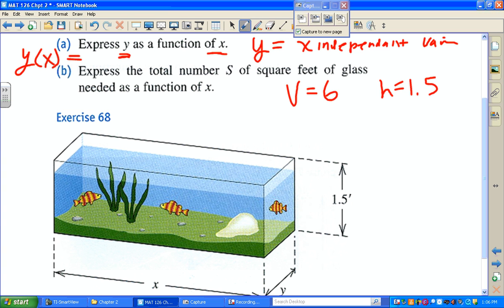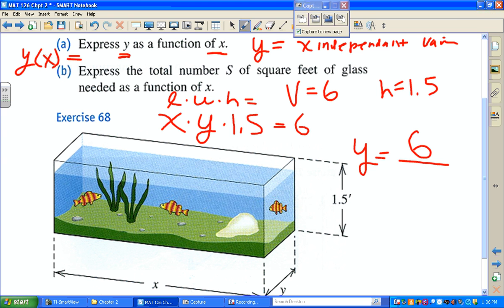Based on all this, I know if I take x times y times 1.5, that's the length, times the width, times the height, what's it going to equal? 6. So how do you get the y by itself? Yeah, divide by the 1.5 and the x. So y equals 6 divided by 1.5x. What is 6 divided by 1.5? 4? Is it really? Y equals 4 over x.